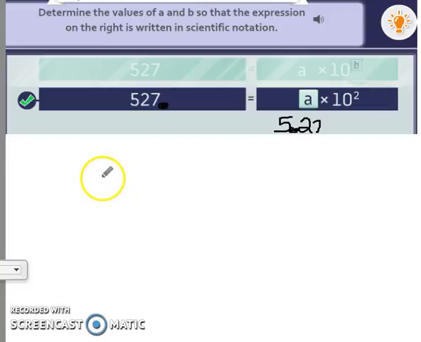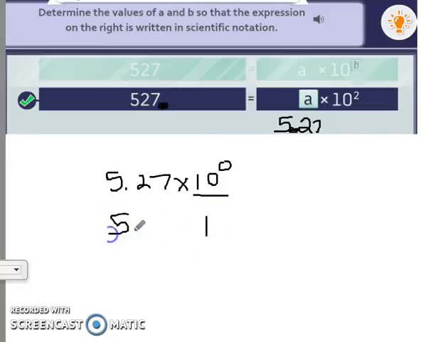Also important to note is if you have anything like this, 5.27 times 10 to the 0 power. What is 10 to the 0 power? Anything to the 0 power equals what? It equals 1, right? So 5.27 times 1 is just 5.27. Anything times 1 just keeps that number the same.